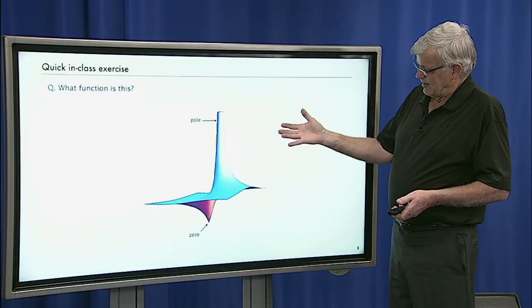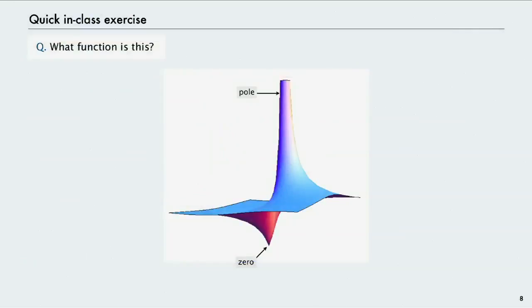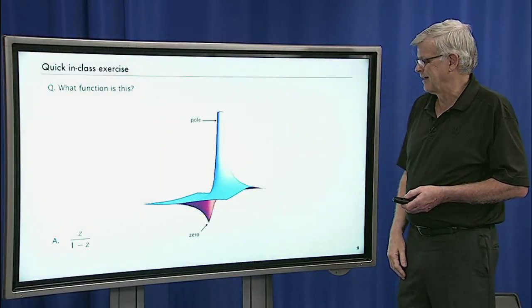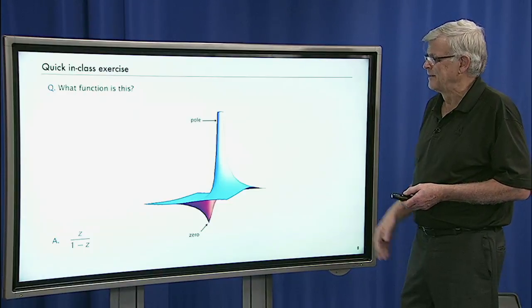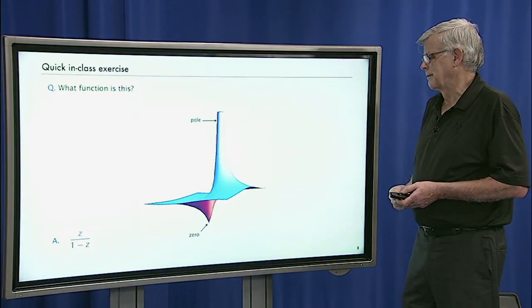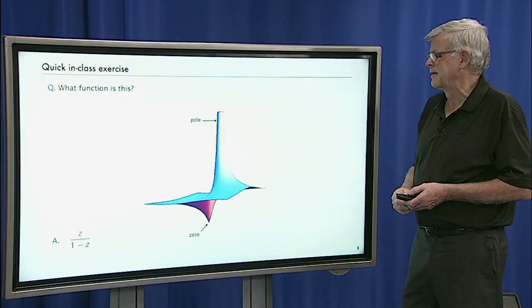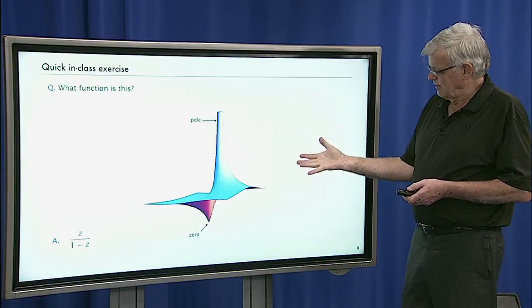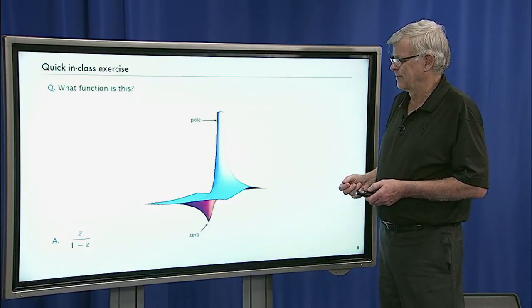So here's just a quick exercise. What function is this? This is a function that's got 1 zero and 1 pole. Well, this is a really easy function. It's z over 1 minus z. So there's a pole at 1 and a 0 at 0. And then the rest of the surface is just integrating that together. z over 1 minus z. Think about the 2D analog to that if you want to think about what the cross-section is like. We're going to see variations on this kind of surface for all different types of functions.